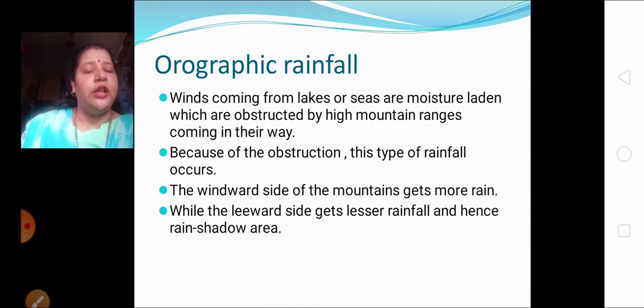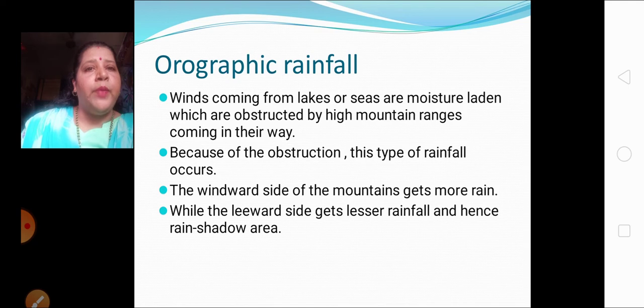And as they are moving, they are obstructed by high mountain ranges. Big mountain ranges are coming in their way, they do not allow them to go in front. So what happens, these winds move in the upward direction. Because of the obstruction, they start moving in the upward direction. And as they move upward along the slope of the mountain, what happens over there? Condensation takes place and clouds are formed. So because of the cloud formation, it starts raining. So only the windward side of the mountain gets rainfall.